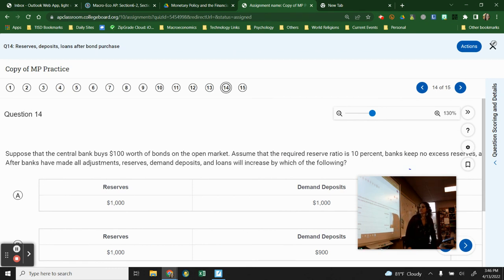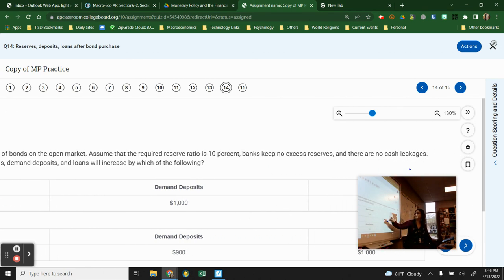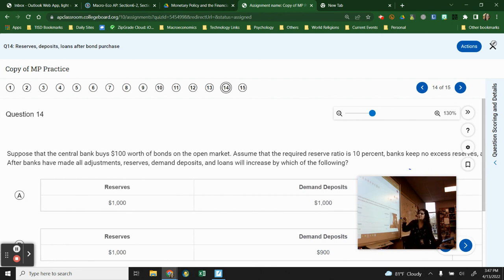Suppose the central bank wants to buy $100 worth of bonds on the open market. Assume that the RR is 10%. Banks keep no excess reserves. That doesn't mean they never keep excess reserves. It just means that at the beginning of the question there is nothing in excess reserves. There are no cash leakages. Banks have made all adjustments. Reserves, demand deposits, and loans will increase by which of the following? Okay, the central bank buys bonds.